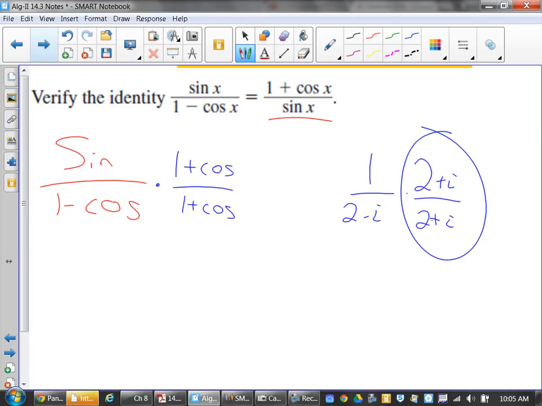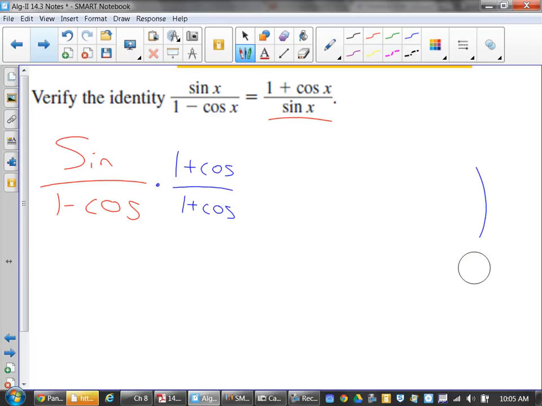Everybody all right on that? Yeah. Now, if I look at it, 1 minus cosine times 1 plus cosine is going to wind up being a difference of squares. That'd be 1 squared minus cosine squared. You okay with that? Sure. Wait, I thought that would be like killing a puppy. We're not killing a puppy. It feels like it.